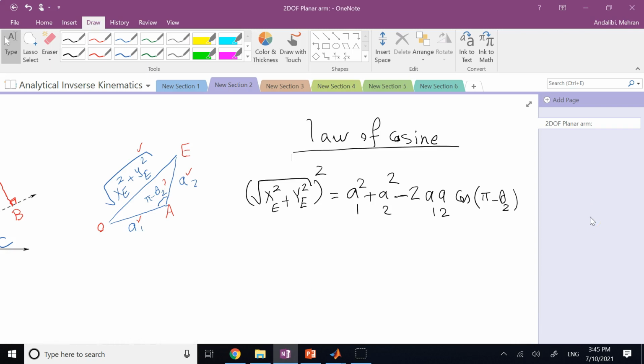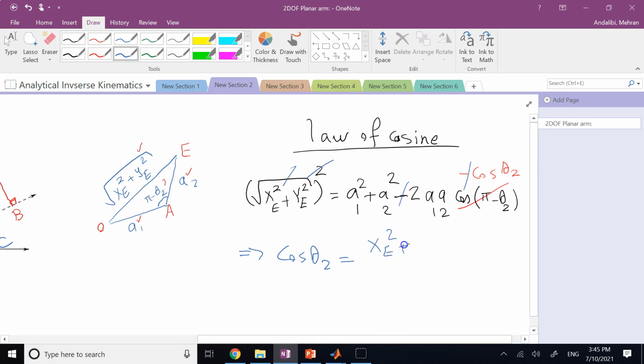So here we are. Now, the cosine of any angle subtracted from pi, from theta 2, is the negative cosine of theta 2. So these two negatives can go away, and since a1, a2, and this square root are known, by the way, the square root and the 2 cancel. From here, you can find the cosine of theta 2. It is going to be xe squared plus ye squared minus a1 squared minus a2 squared, divided by 2 a1 a2.